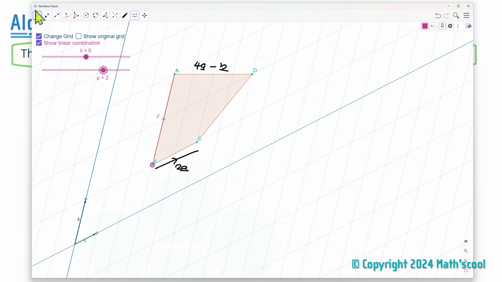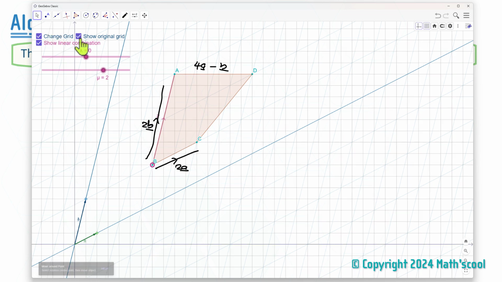And then that tells me that that vector is 2B. So this vector here is 2B. Okay, and so we can write these with reference to these vectors here, A and B. And again, if I just show you the original grid, that's what that looked like on the original grid.